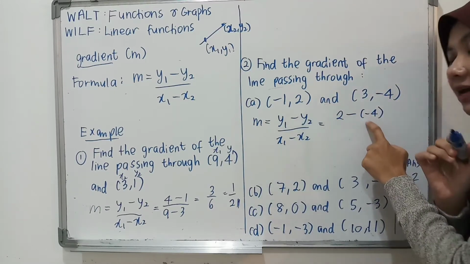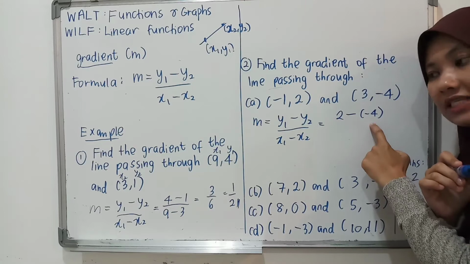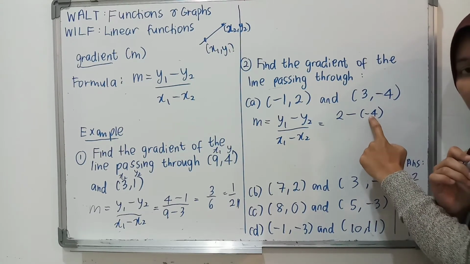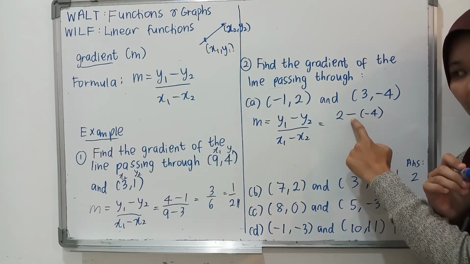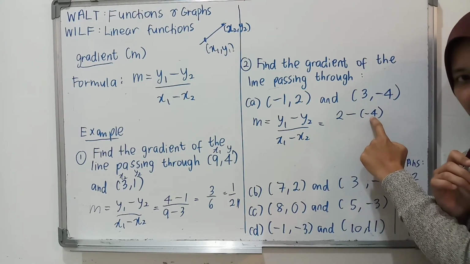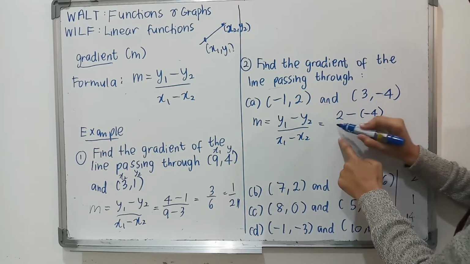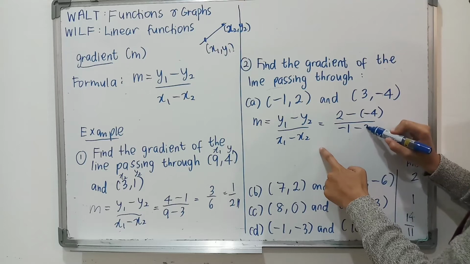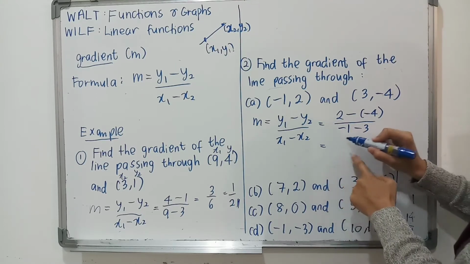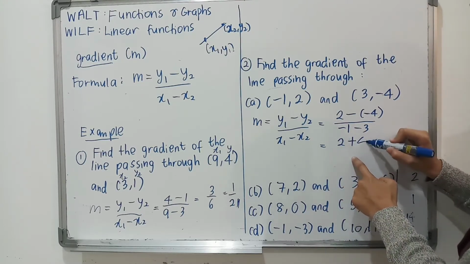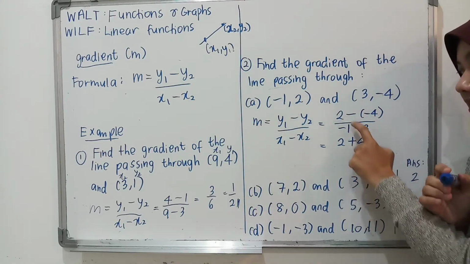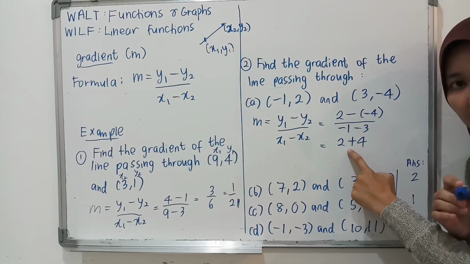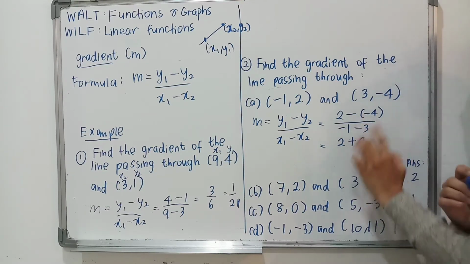Okay, why did I put inside the bracket? Because I know that my negative here will affect my negative 4. The sign in front of your bracket will affect the sign inside the bracket later. Over x1 minus x2, negative 1 minus 3. So you solve, you will get 2 plus 4. Why is it plus now? Because negative becomes positive. Remember that one, negative becomes positive.